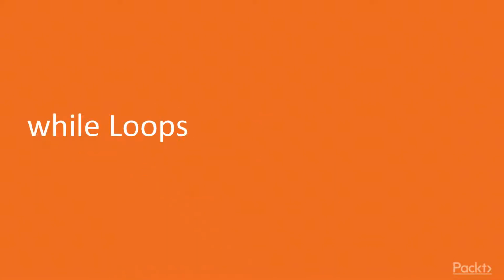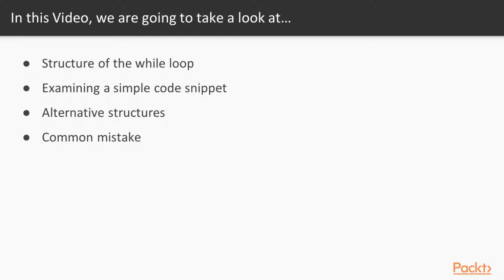In the previous section, we talked about operators and decision constructs. This is the only video in this subsection about while loops. In this video, we'll look at the structure of a while loop, examine a simple code snippet, look at alternative structures without braces, and I will end up showing you some common mistakes you must try to avoid. Are you ready? So let's get started.